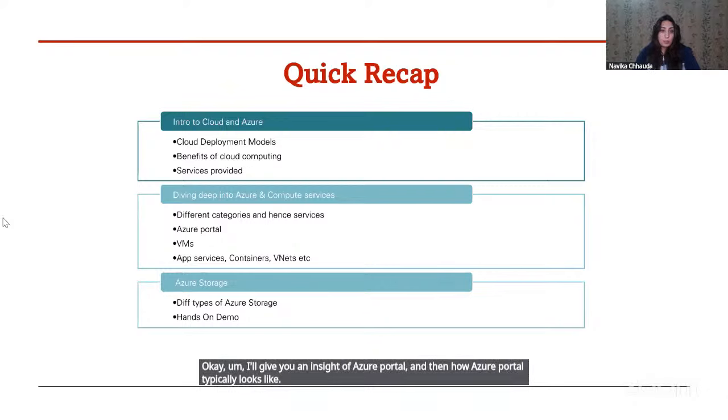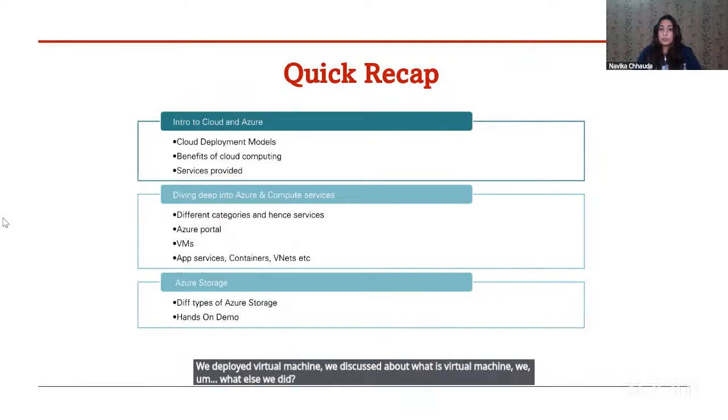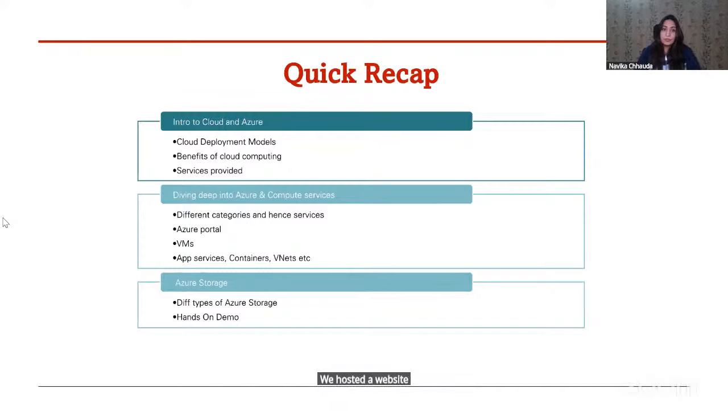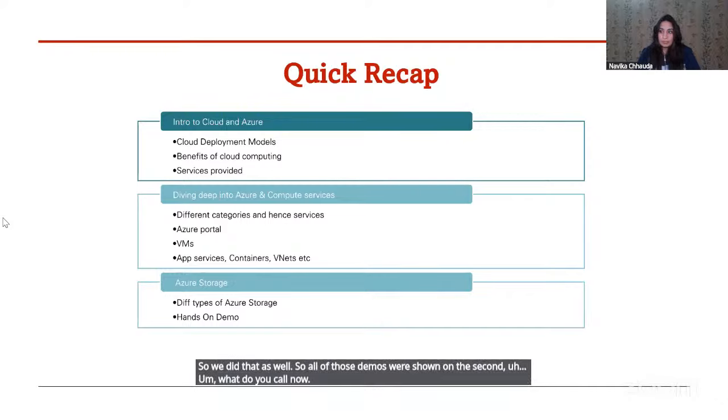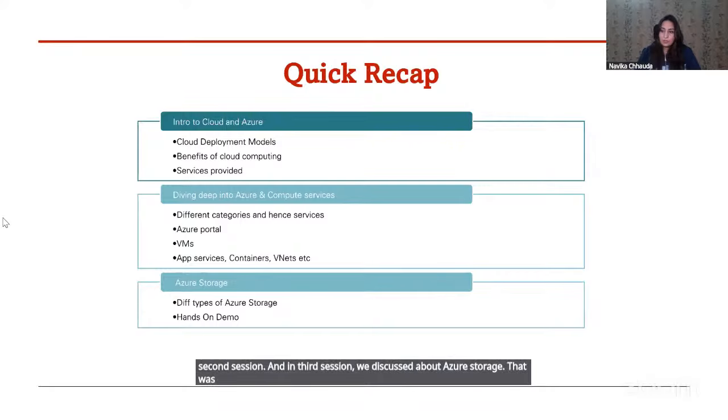We deployed a virtual machine. We discussed about what is a virtual machine. What else we did? We hosted a website on the virtual machine. So we did that as well. So all of those demos were shown in the second session. And in the third session, we discussed about Azure storage. That was the last session, like the previous session, basically.